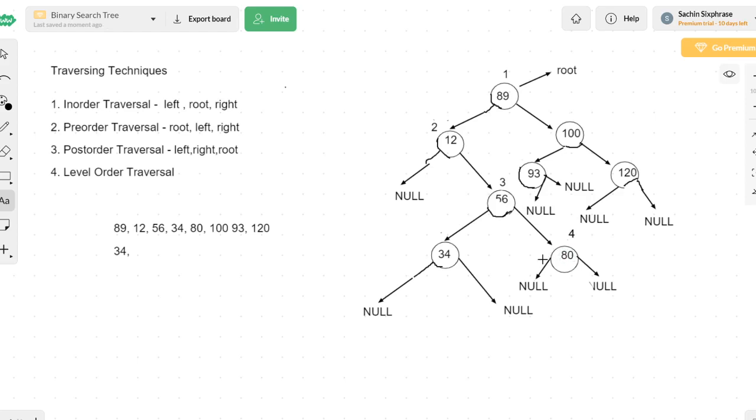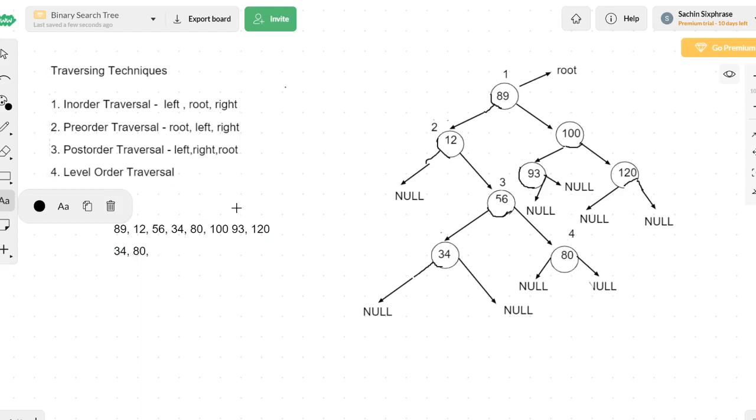Now coming to 80, again left side is the first preference and right is the next preference. So left is null, right is null. So both left and right are completed. Now the last one is root, which is 80. The root data 80 will be printed. So after 34, 80 gets printed.